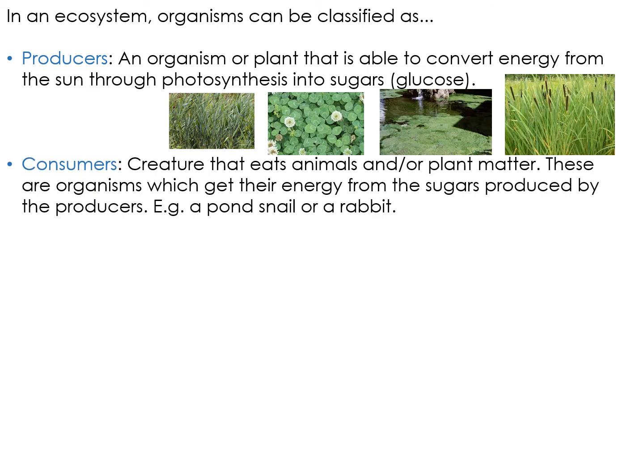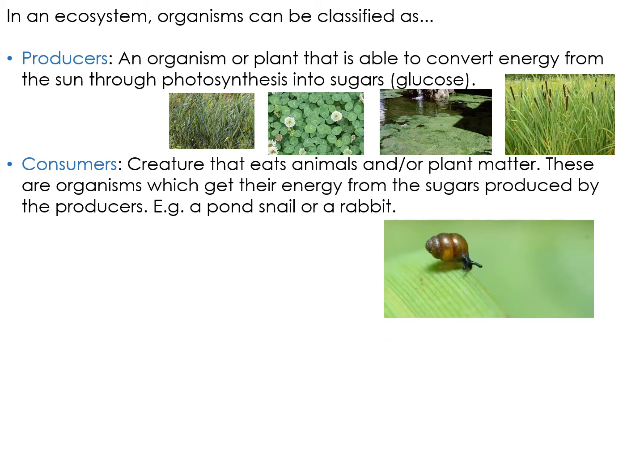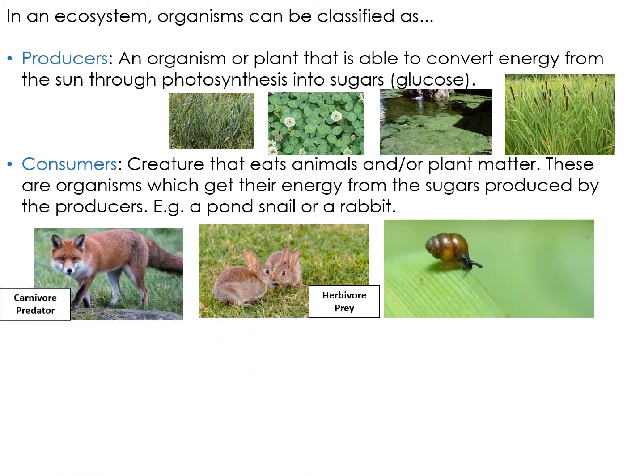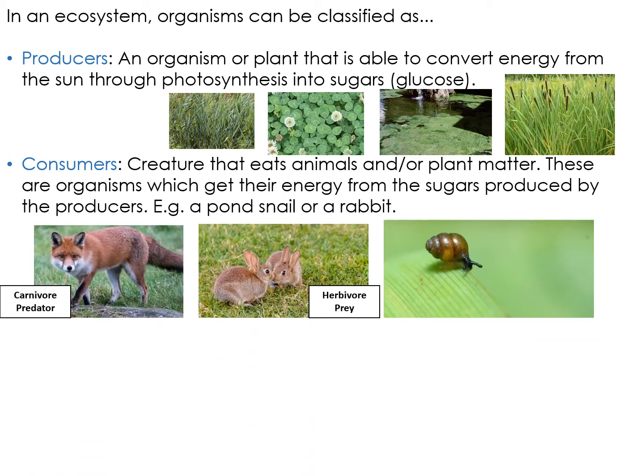Consumers eat the plant matter or each other, and they get their energy from the sugars made by the producers. So it might be a snail or rabbit or a fox. Now rabbits eat grass, so they're called herbivores. Foxes eat rabbits, so they're called carnivores. They eat meat.